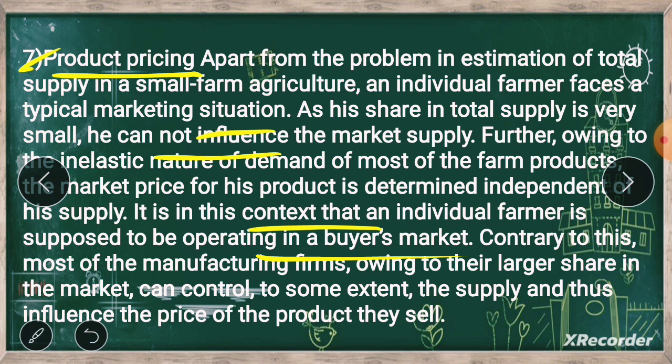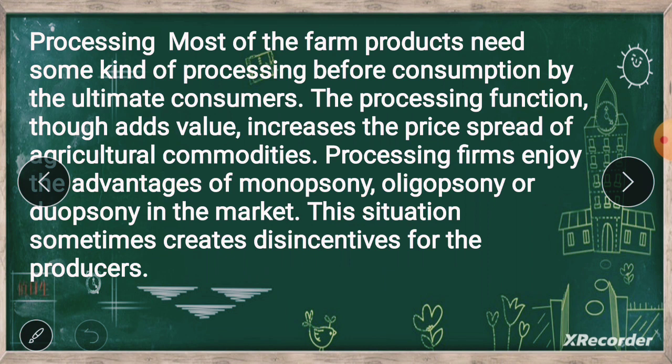Contrary to this, most of the manufacturing firms, owing to their larger share in the market, can control to some extent supply and thus influence the price of the product they sell.